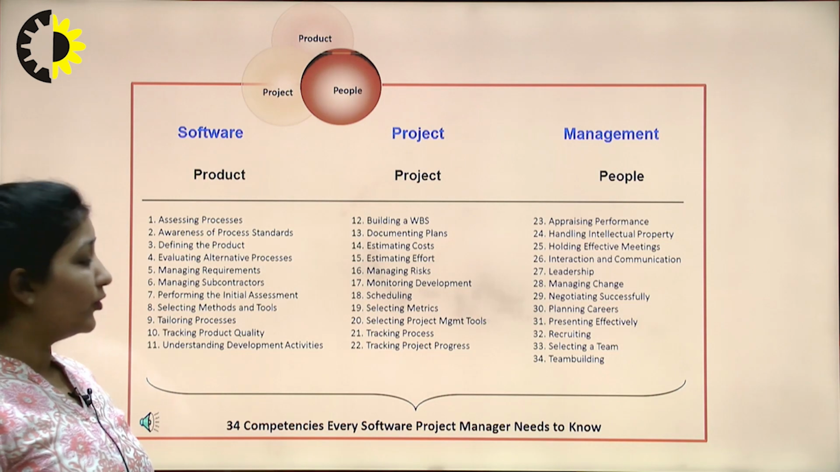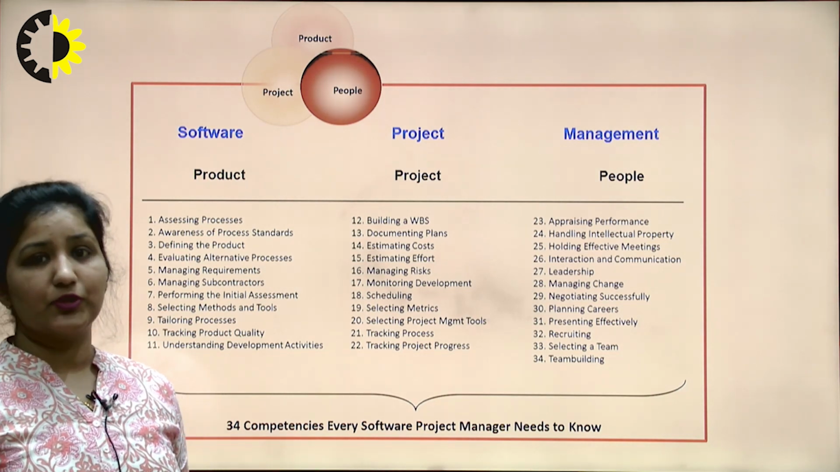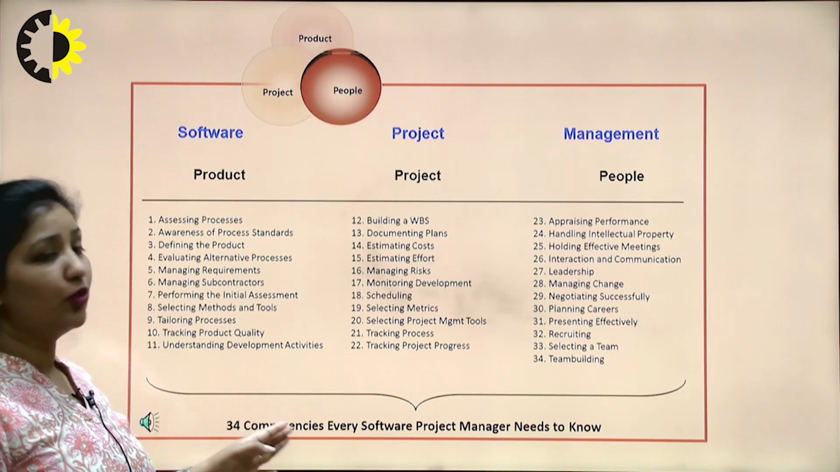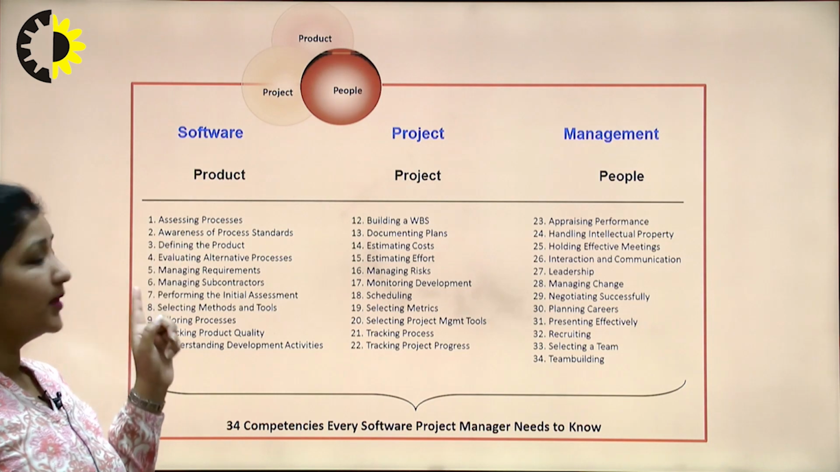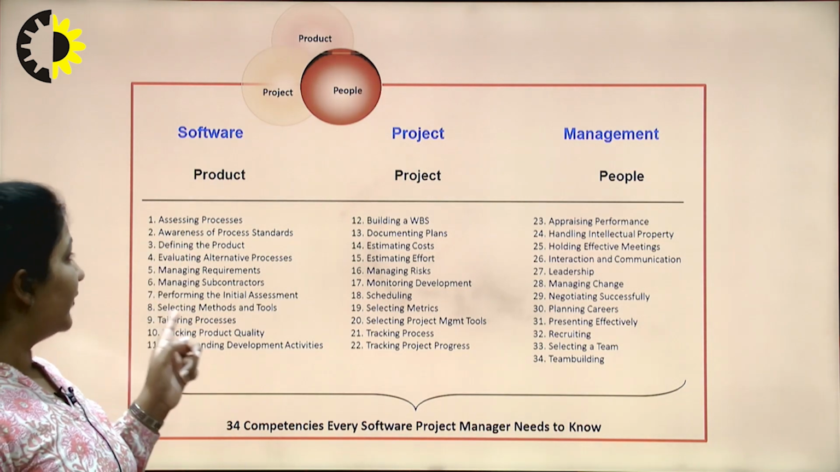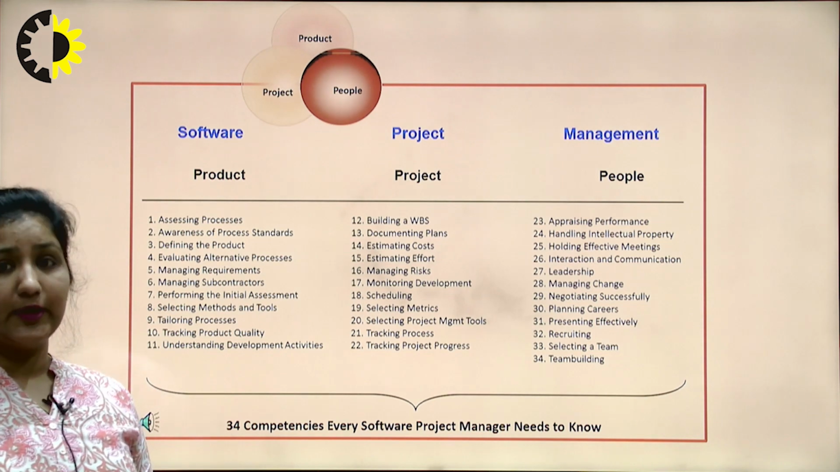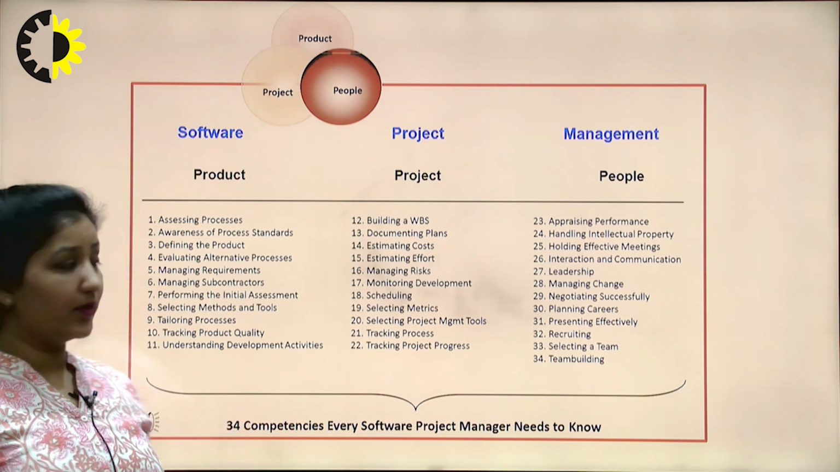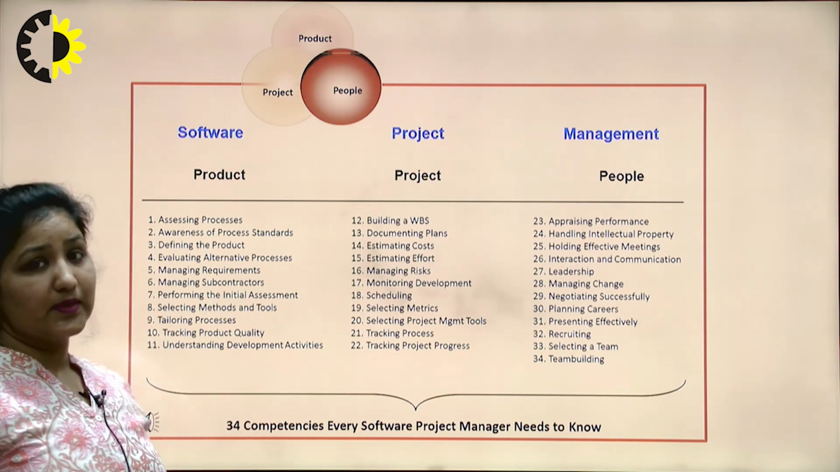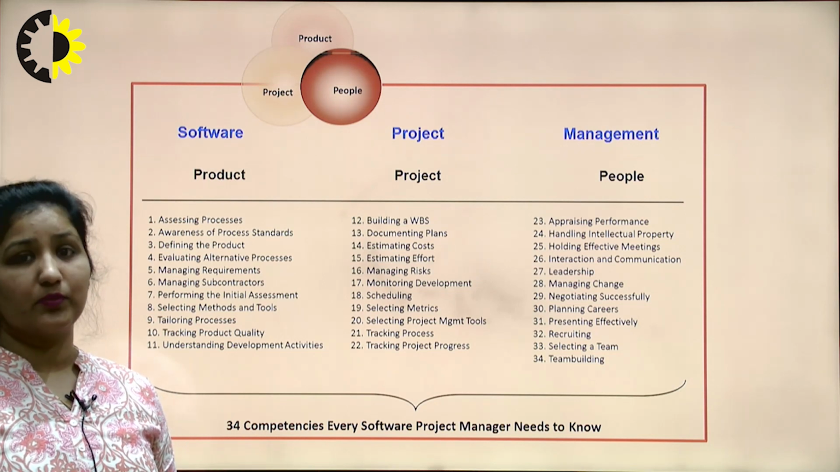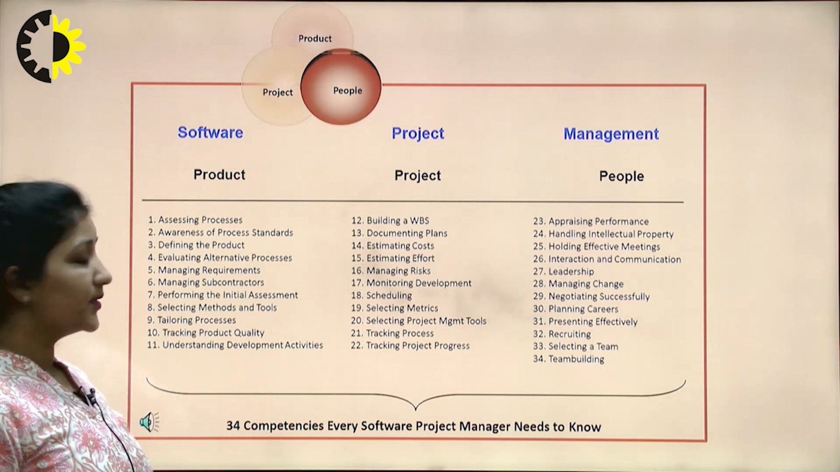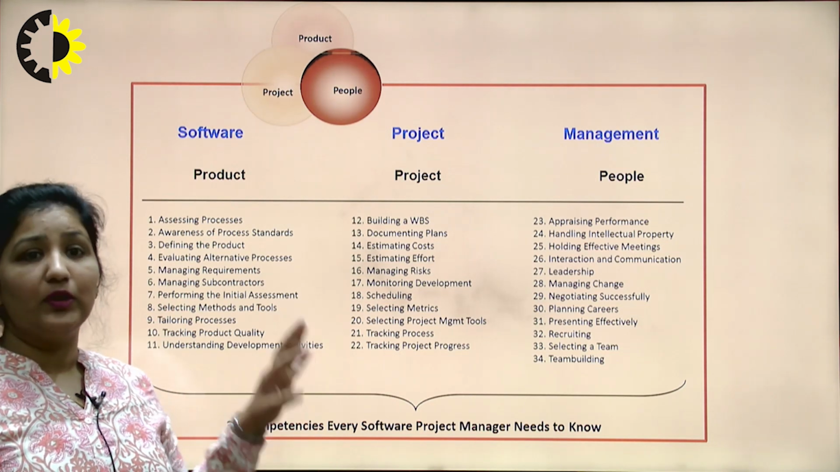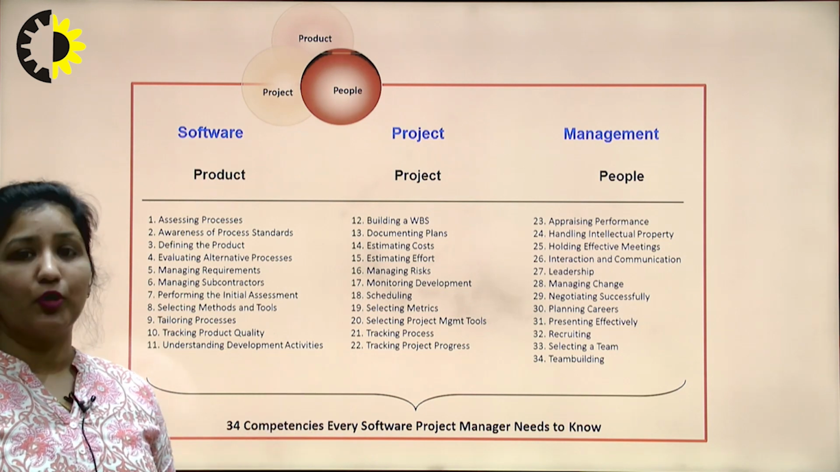Now, there are 34 competencies involved in software project management. If I talk about the product, the product itself has 11 competencies: assessing the process, awareness of the process standards, defining the product, evaluating the alternative processes involved, managing the requirements, managing the subcontractors involved, performing the initial assessments, selecting the methods and the tools involved, tailoring the processes, tracking the quality process, and finally understanding the development activities. So all these 11 activities are related to the product itself.